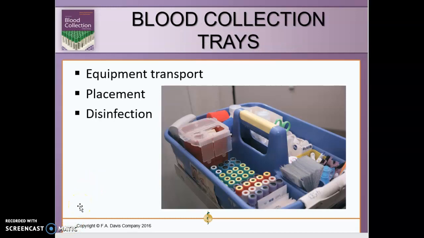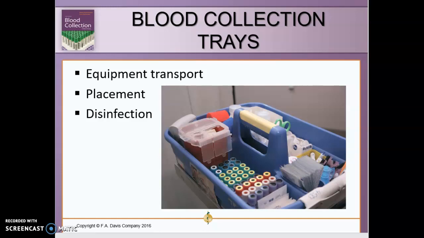So moving forward, I want to talk about the blood collection trays next. I'm going to go over a couple of different stations with you here, but we're going to first start with this regular blood collection tray. Keeping your equipment organized, that's a must. Having a well-organized tray in the room with you is ideal. It prevents errors.